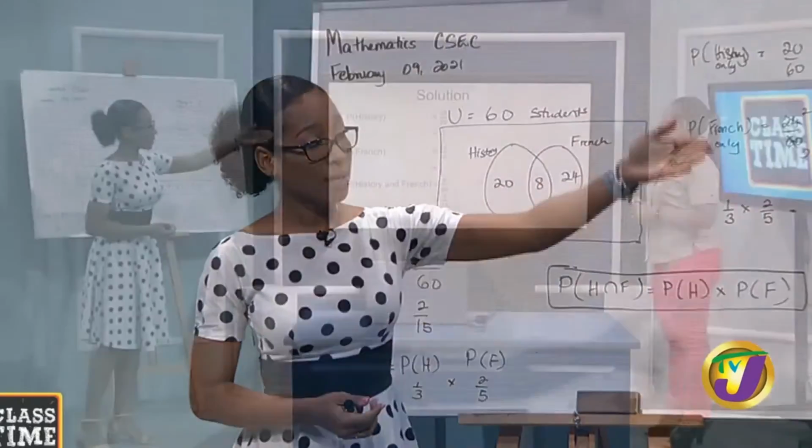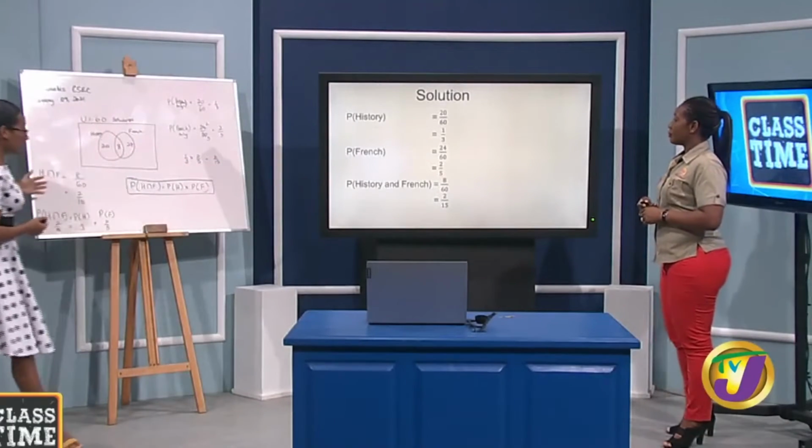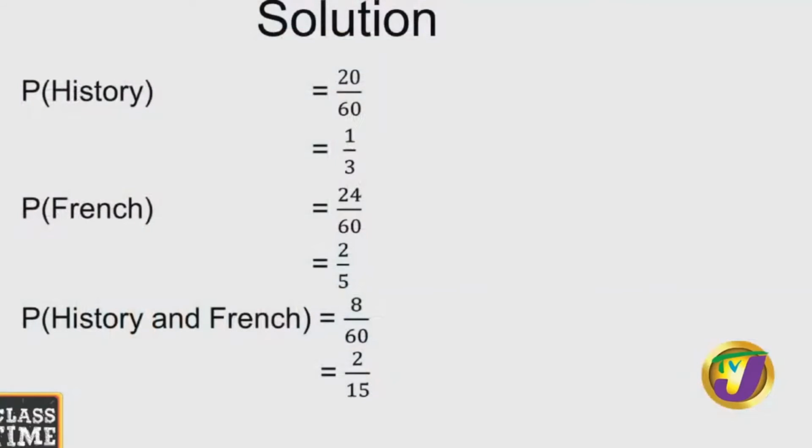So here we're just looking at a quick recap. We would have done this on the board, so we're just running through for those who are just joining. The history only would have been simplified to give us a third. Let's start from the top. 20 of the students did history only, 20 out of the 60, simplified to give us a third. Then we looked at French: 24 out of the 60 students, simplified to give us 2/5 of the entire grade 10 students that did French.